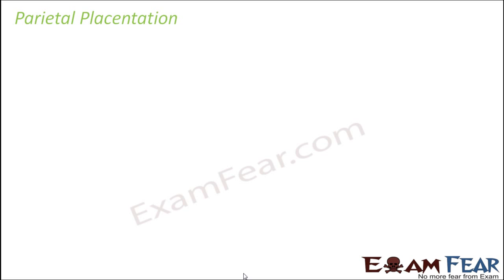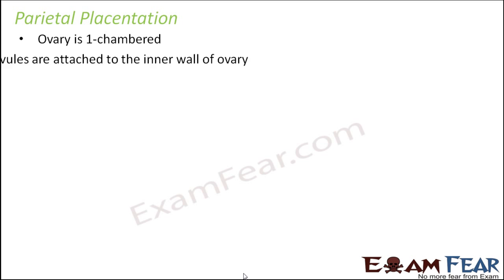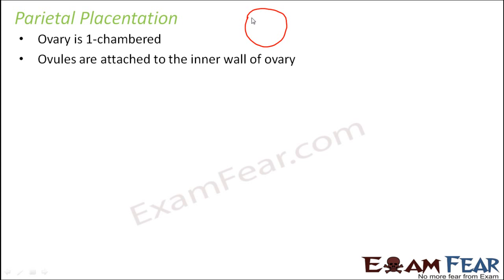The third type is the parietal presentation. Here again the ovary is one chamber, so it is not divided into separate locules. The ovules are attached to the inner wall of the ovary. So it would be somewhat like this. If this is the ovary, let us suppose this is the inner wall of the ovary. On the inner wall, you will have the ovules attached like this.